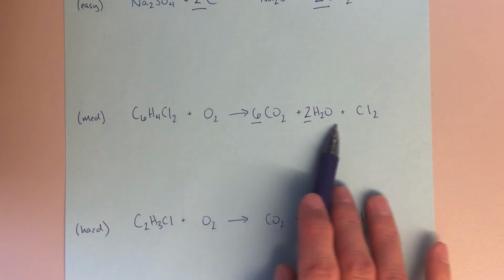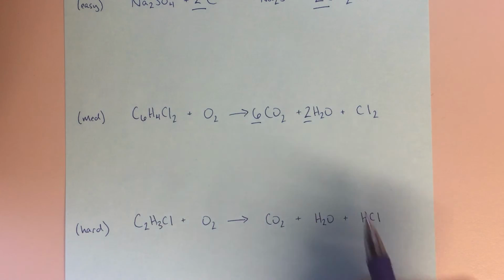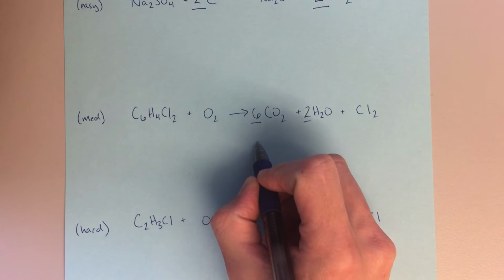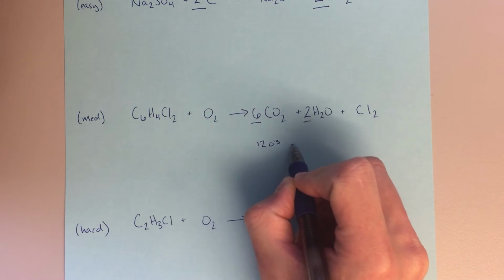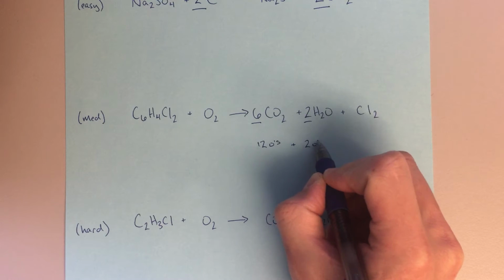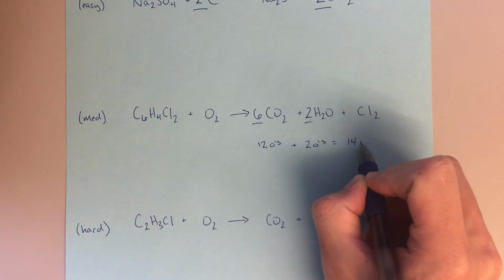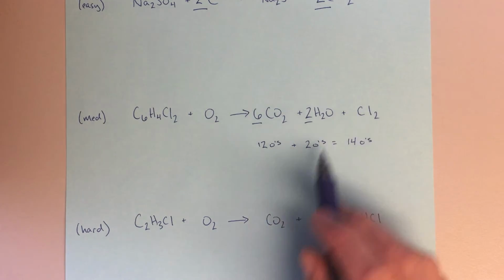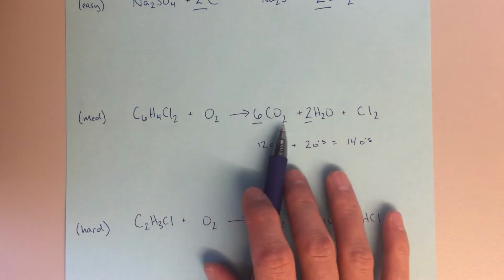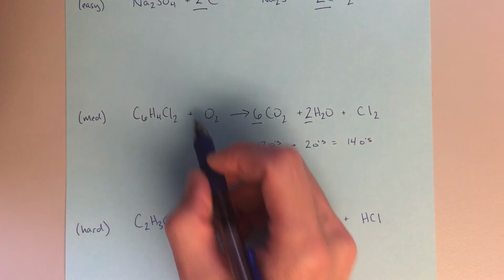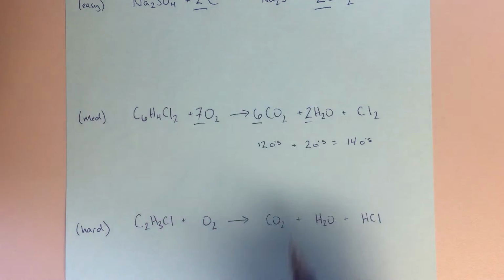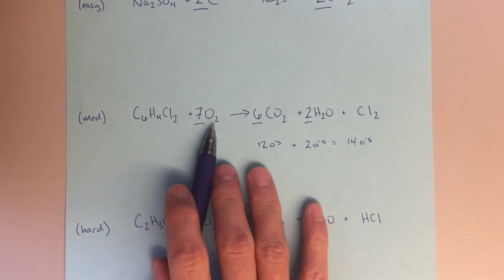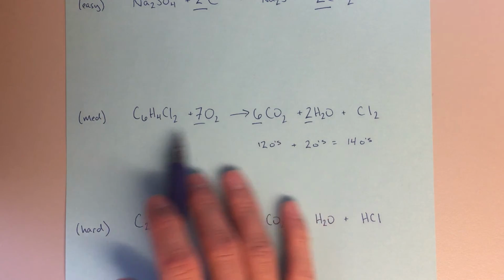So now I can work on this oxygen. I'm going to add up the total amount of oxygens on this side. I've got 6 times 2 is 12 oxygens plus 2 oxygens equals 14 oxygens. So I'm going to need 14 oxygen atoms to balance out, right? I've got 14 on this side, I need to have 14 on this side. So I can see that I'm just going to need a 7 in front of my O2. 7 times 2 is 14. So now this should be balanced.